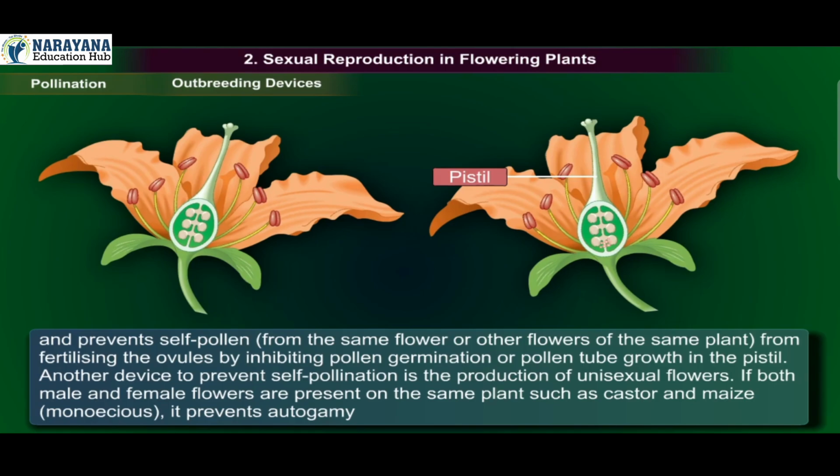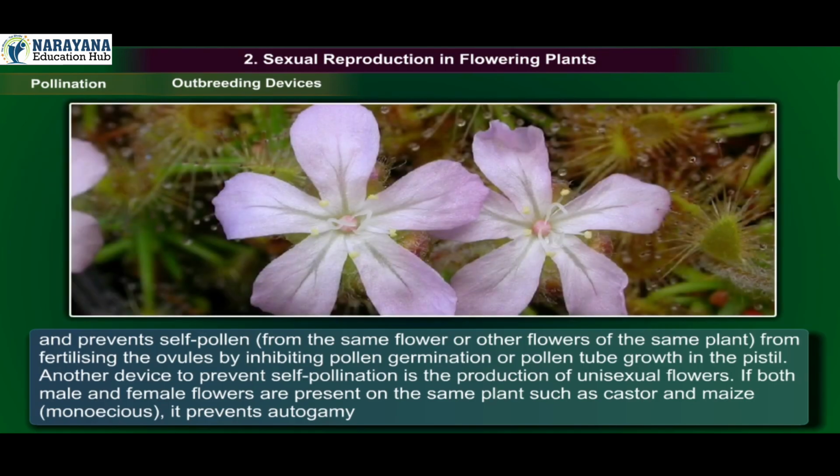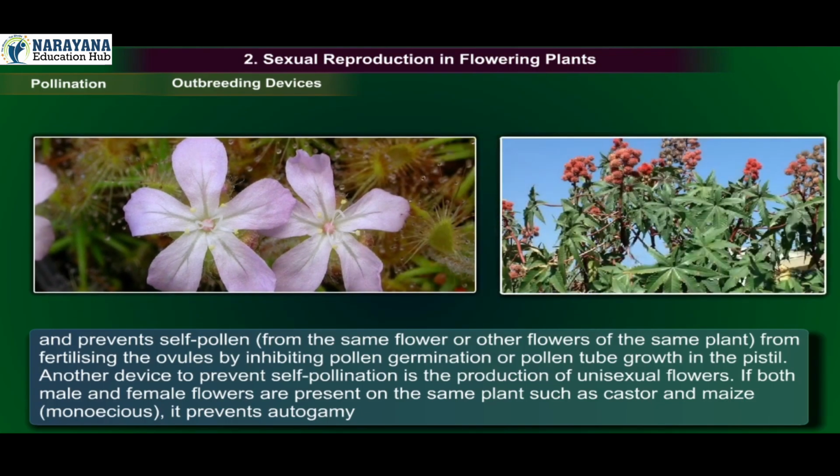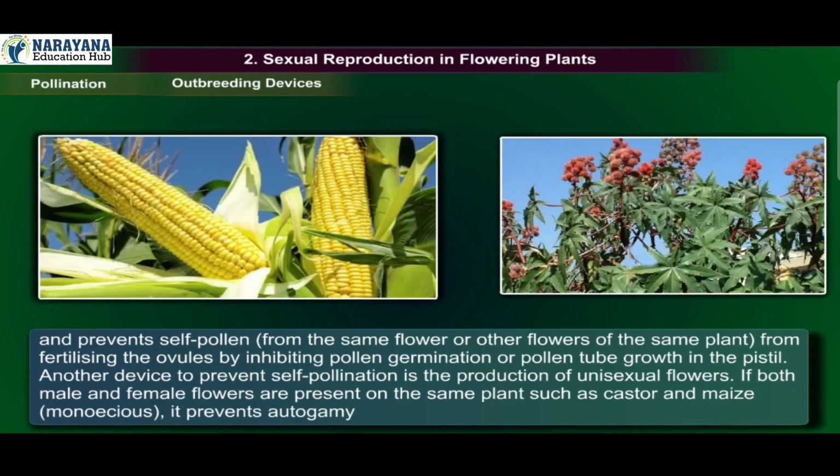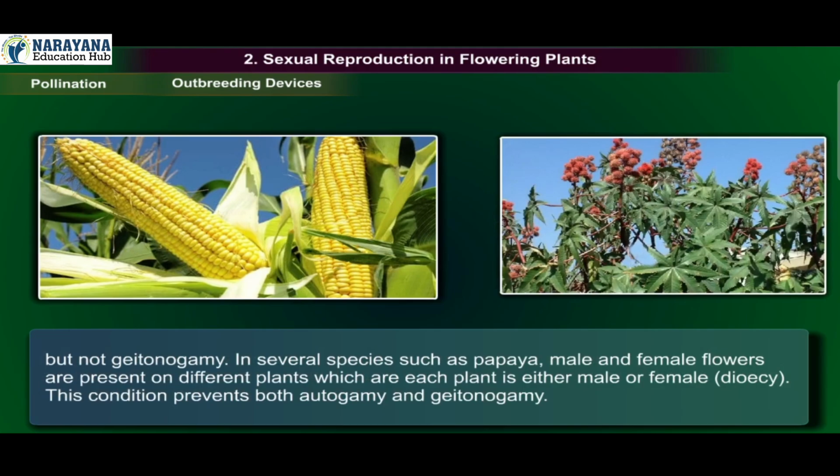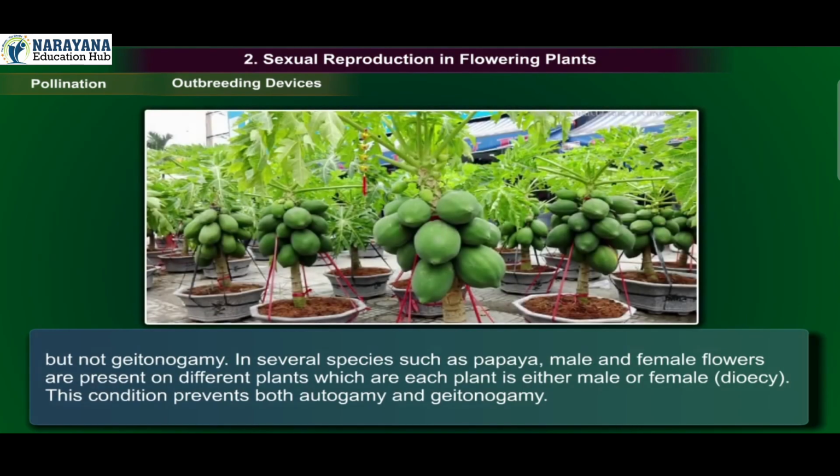Another device to prevent self-pollination is the production of unisexual flowers. If both male and female flowers are present on the same plant, such as castor and maize, that is, monoecious, it prevents autogamy but not geitonogamy. In several species, such as papaya, male and female flowers are present on different plants, that is, each plant is either male or female, that is, dioecious.